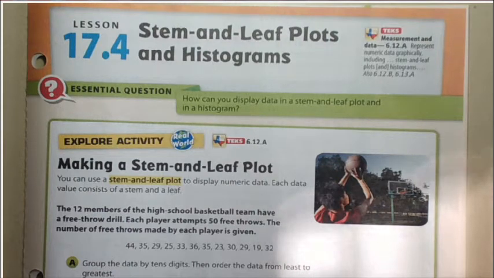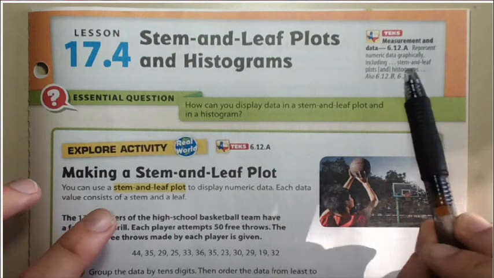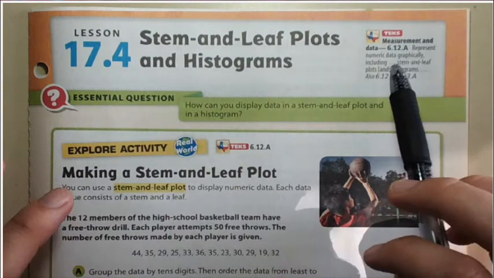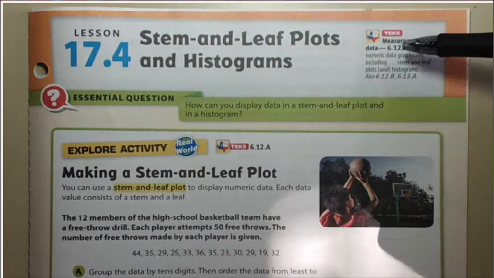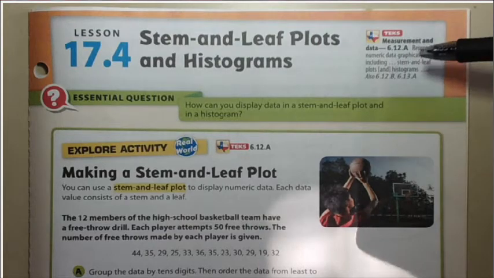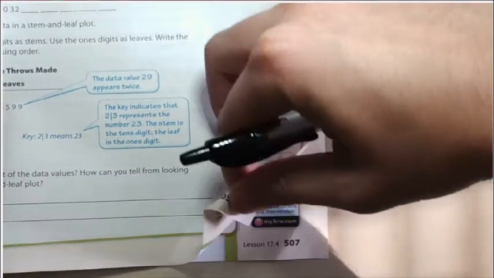We are starting lesson 17.4, that is stem and leaf plots and histograms. And our TEKS is measurement and data 6.12.a, represent numeric data graphically, including stem and leaf plots and histograms. So this is page 505, and I believe we will go all the way through 507, so hopefully you have both of those torn out.